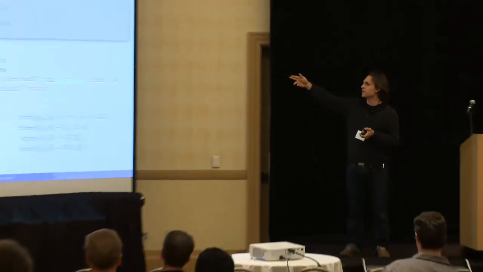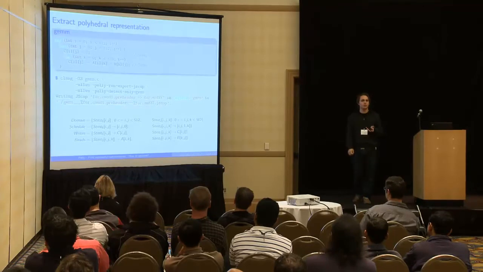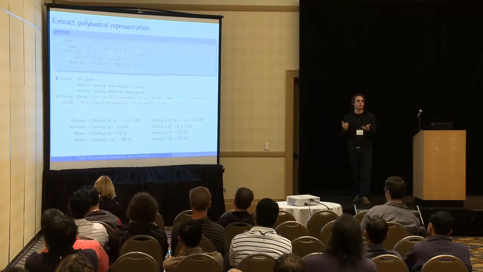So the next thing is, after we detected the program, we want to understand what the polyhedral representation is. How does it look like? So last year, I think I spent a reasonable amount of time explaining how all the polyhedral stuff works. I won't this time. So basically, if you have a program, you have again another flag, -polly-export-jscop, which basically exports the polyhedral representation.